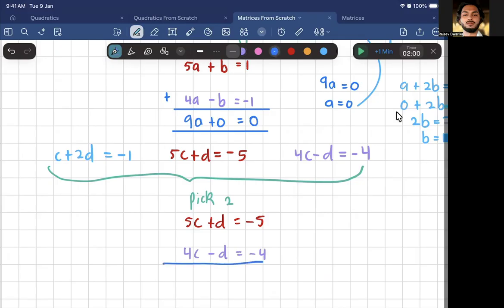So Chloe, you said to add, right? So what is 5C plus 4C? So 9C. What is plus D plus minus D? 0. What is minus 5 plus minus 4? Minus 9. Excellent.